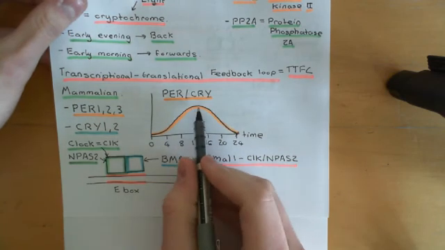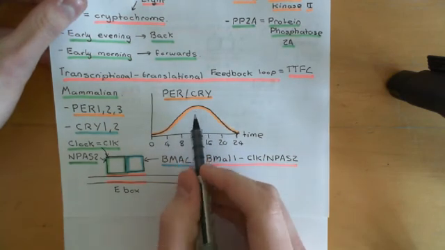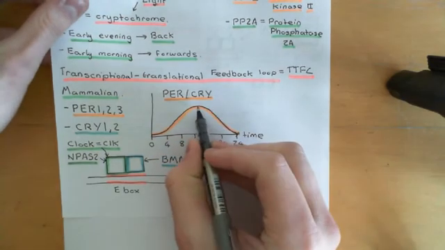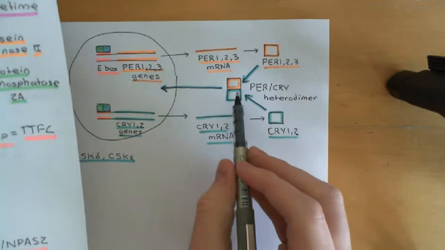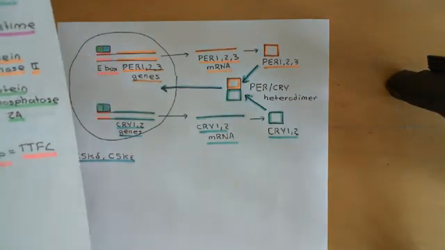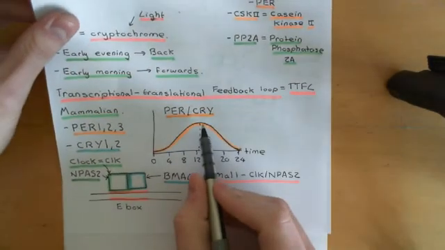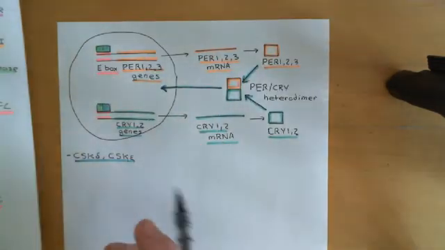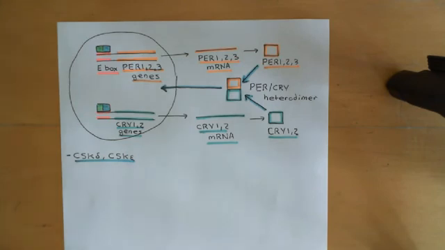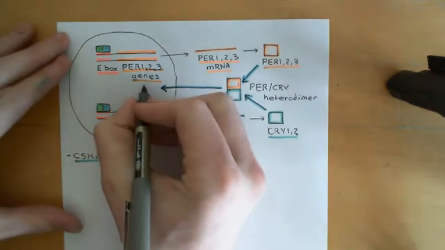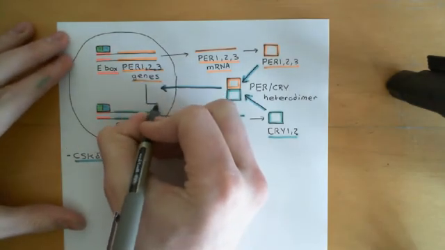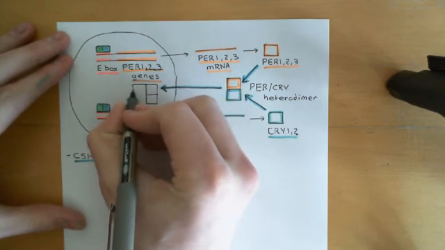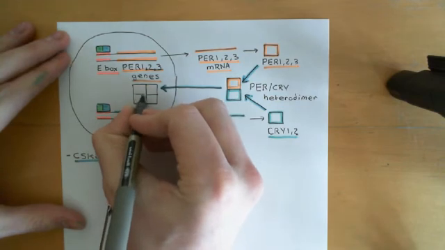Okay, then there is this huge faff about getting them actually into the nucleus. Okay, and that takes ages, so you don't actually get them starting to go into the nucleus. You don't actually get period cryptochrome heterodimers getting into the nucleus until around midday, basically. Okay, then when they arrive in the nucleus, what they are going to do is stop their own transcription, basically, by binding to the BMAL1 clock/NPAS2 heterodimers. Okay, like so.